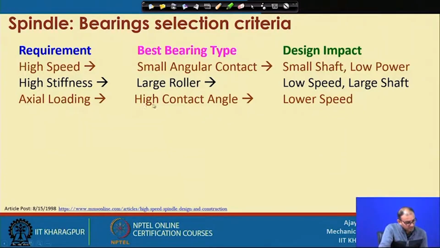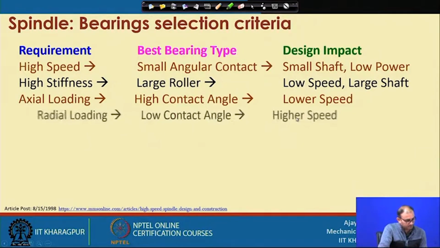At that time we have to go with a high contact angle. I will discuss in a few slides what the contact angle is and how it will impact the axial loading. When you are talking about axial loading, then the speed will be lower, because when you increase the speed, the ball will try to escape in the radial direction, but you do not have more loading capacity, more stiffness, in the radial direction. So, you have to go with the lower speed.